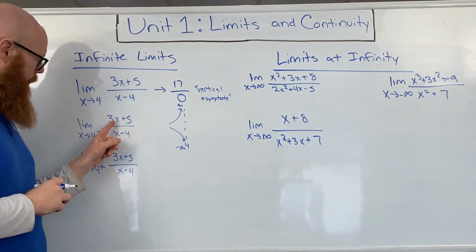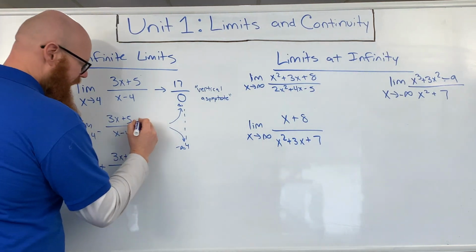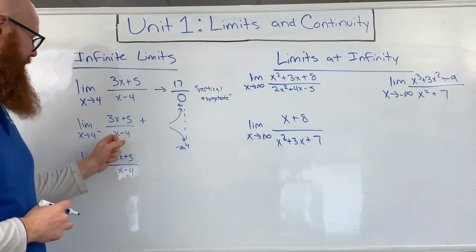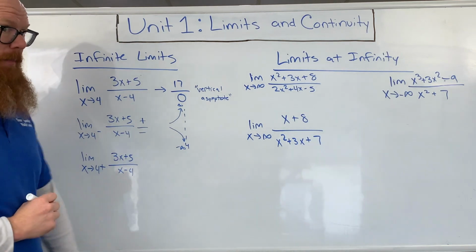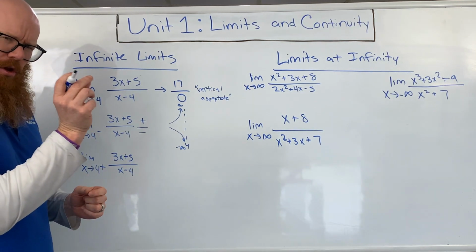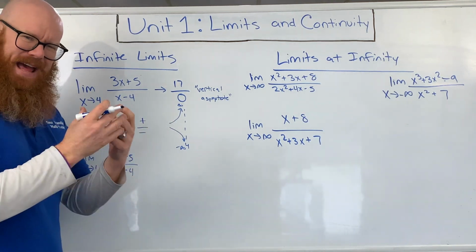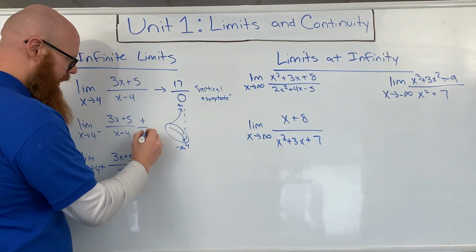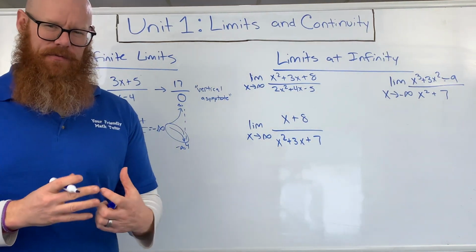If I plug in a number like 3.99999 and multiply by 3 and add 5, I know that it's a positive number. And if I take 3.99999 and I subtract 4, I know it's going to be a negative. And I also know that a positive divided by a negative is a negative. So since really close values to 4 on the left side of it give negative values, it must be this option. It must be going to negative infinity. So that one-sided limit has an answer of negative infinity.